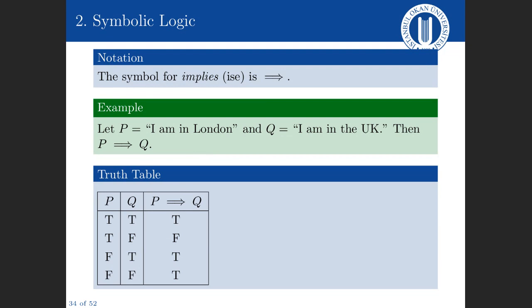The truth table of this often confuses people at first, so let me go slowly. The first line is straightforward. If P is true and Q is true, then P implies Q must be true. The second line, people are usually happy with. If P is true, then Q is true. This is not correct for this line. We have P true but Q false, so P implies Q must be false.